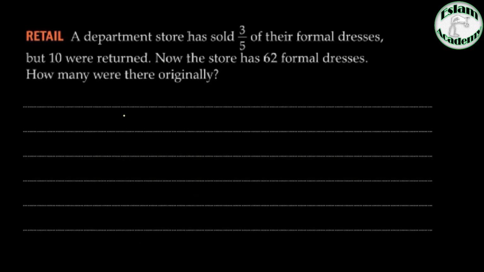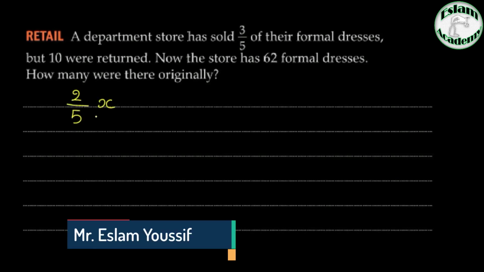A department of a store has sold 3/5 of their formal dresses, but 10 were returned. Now the store has 62 formal dresses. How many were there? We need to find the original number of formal dresses. After he sold 3/5 of the formal dresses, the remainder is 2/5 of the dresses, so 2/5 of the number, where this number is x.